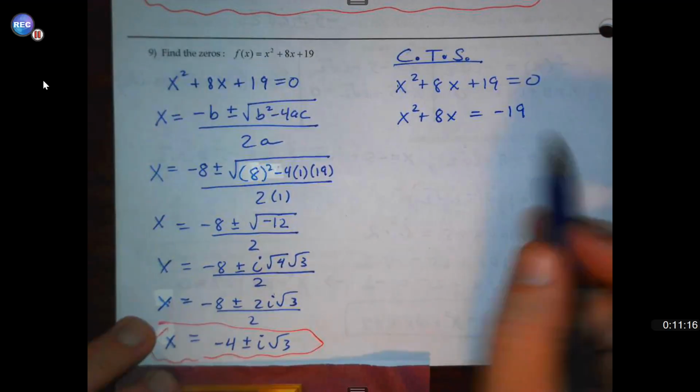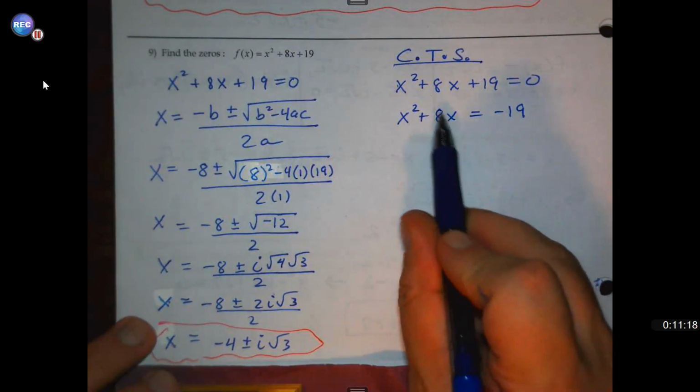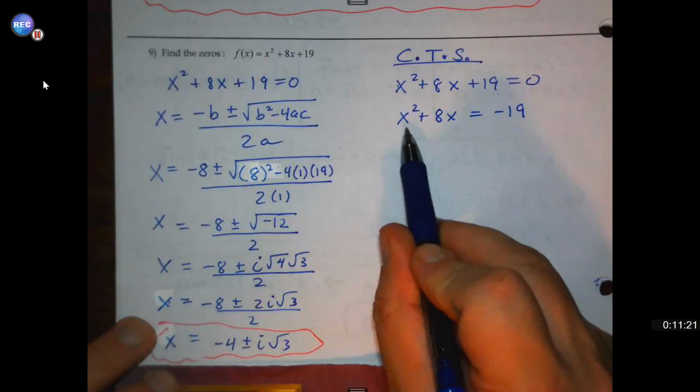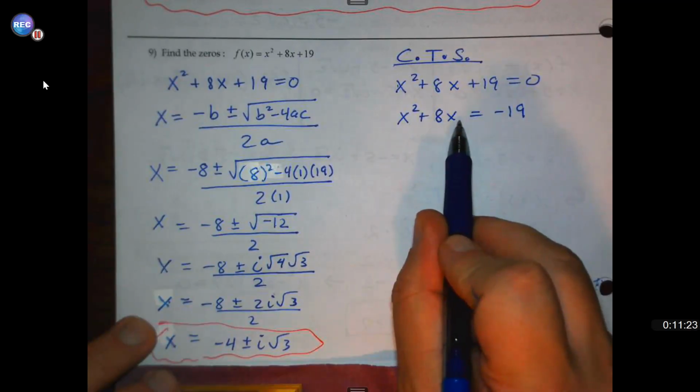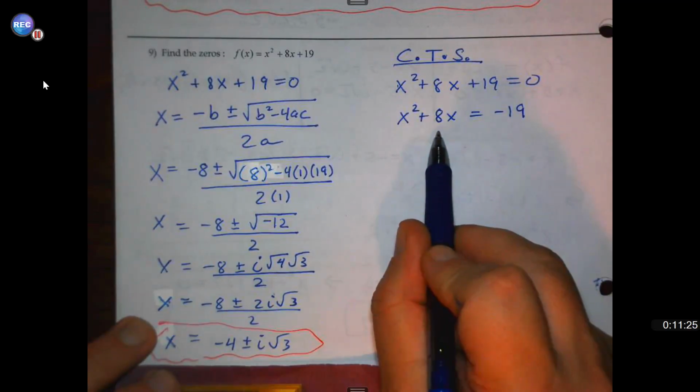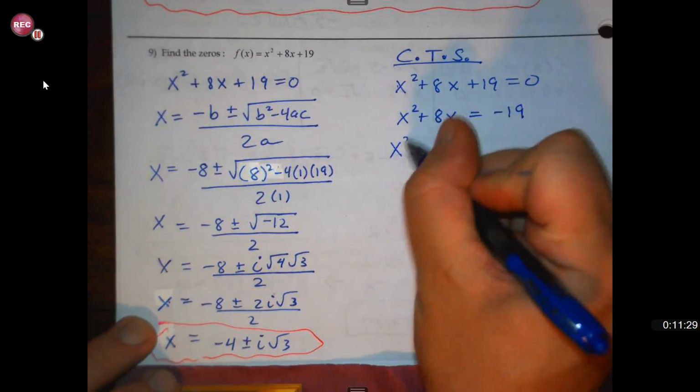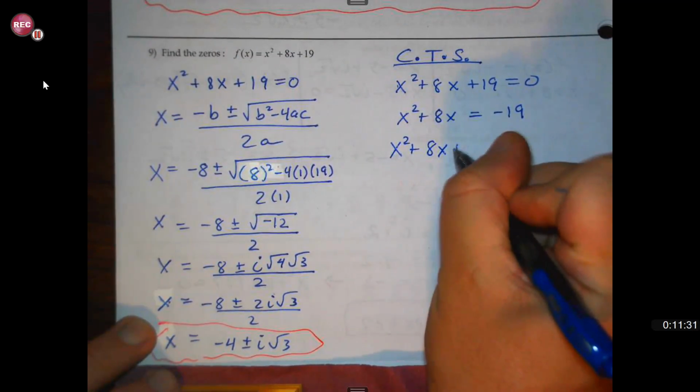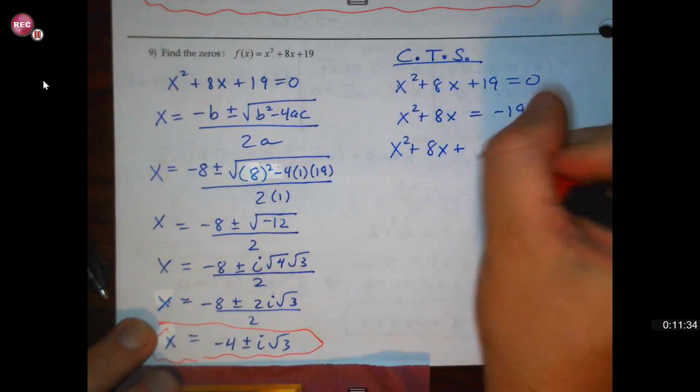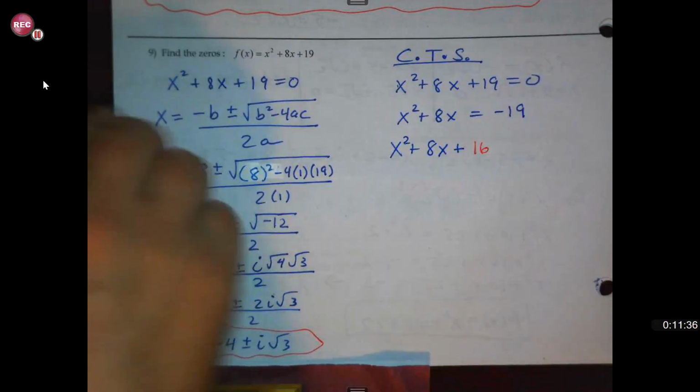And to complete the square, what we want to do is make a perfect square trinomial for these two terms. So to get that third term, we're going to just divide the 8 by 2, which is 4. 4 squared is 16. And we're going to add that 16 to both sides. So I'll highlight that in red.